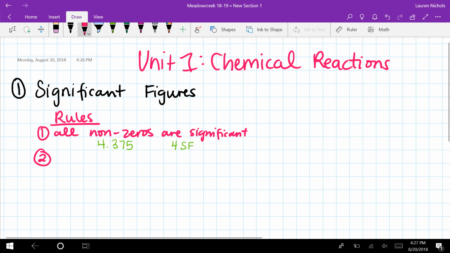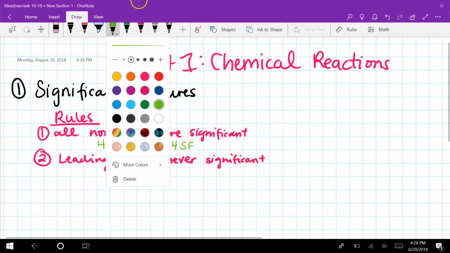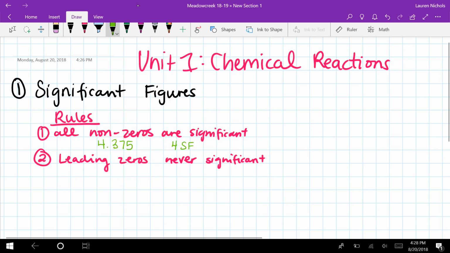The second rule is that leading zeros never count or are never significant. So a leading zero is something similar to this. So if I have a 0.0437, these 2 zeros at the front are leading the way, so they do not count. So this number would only have 3 significant figures.